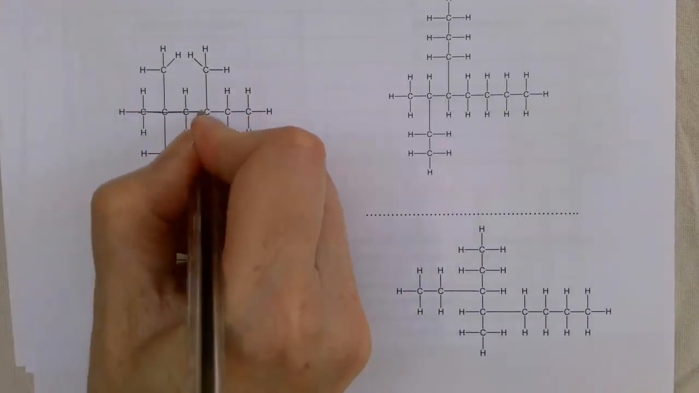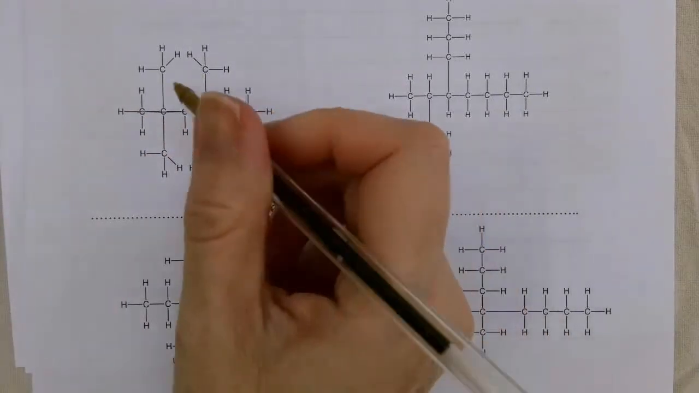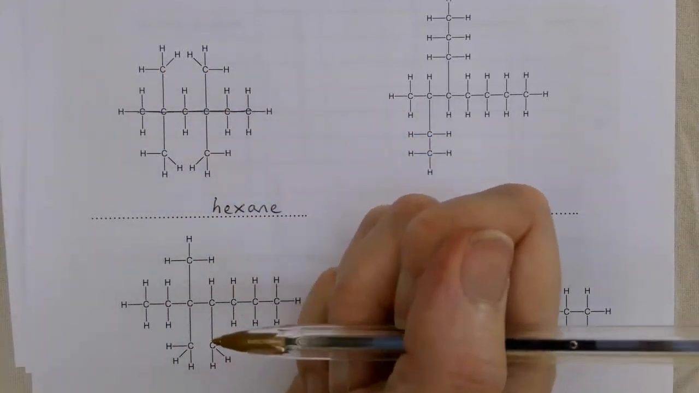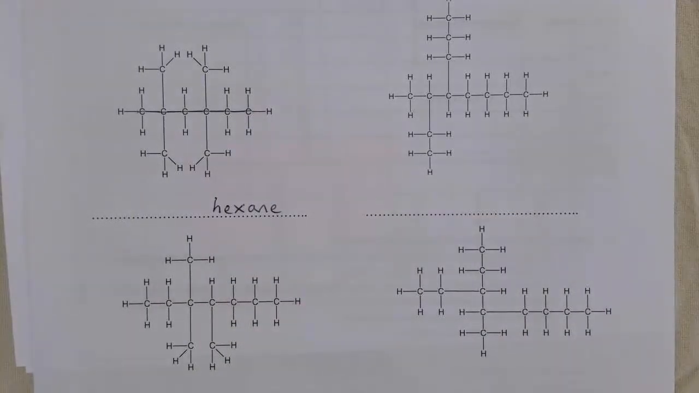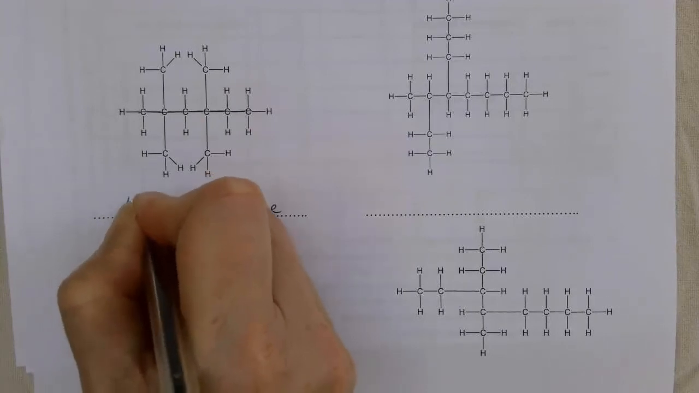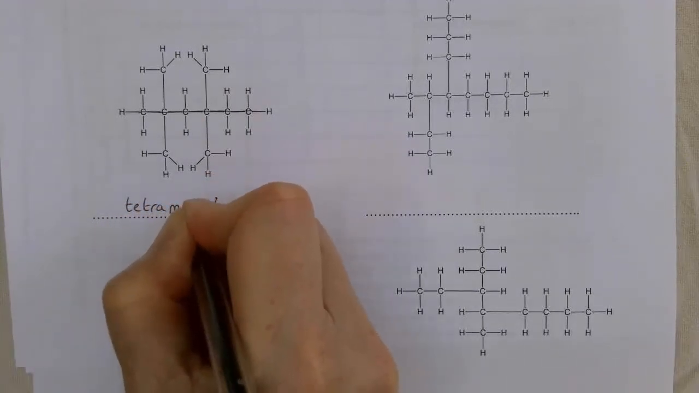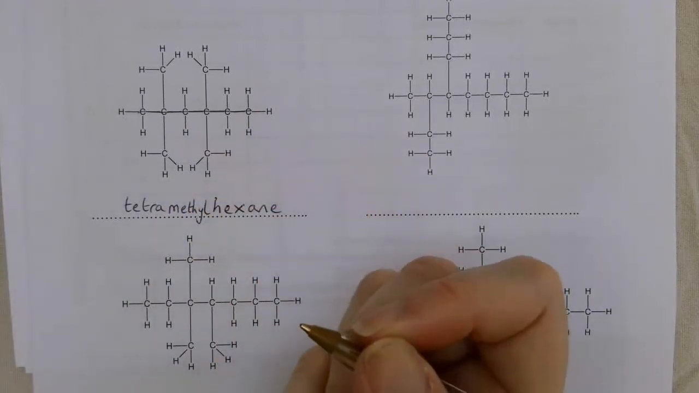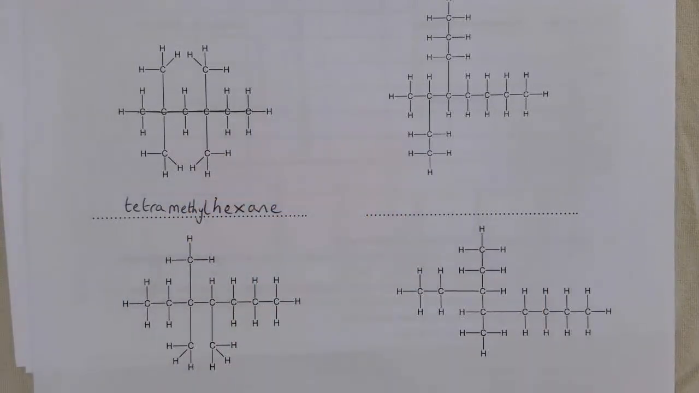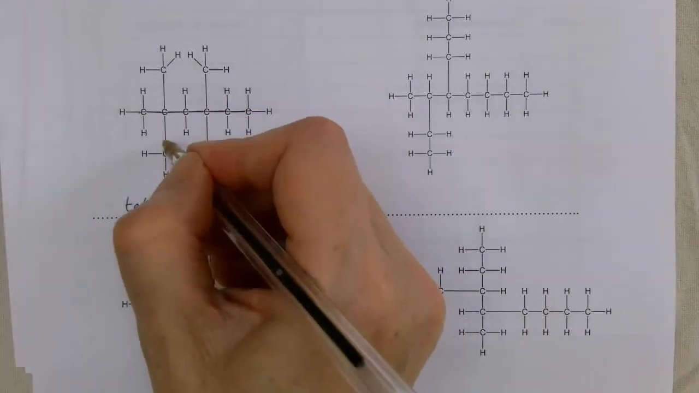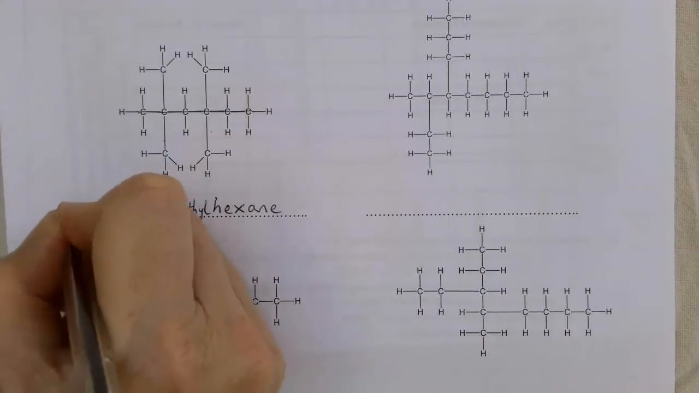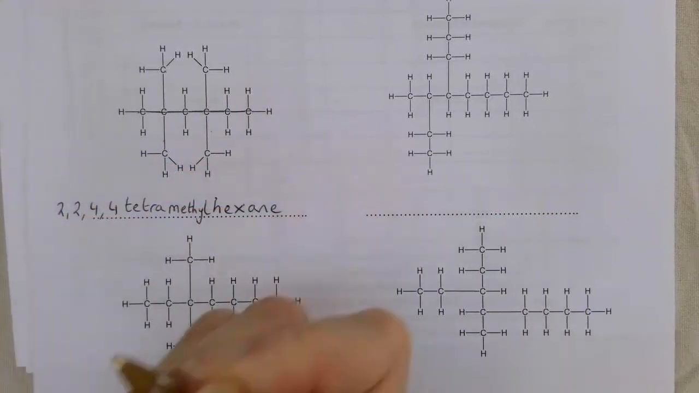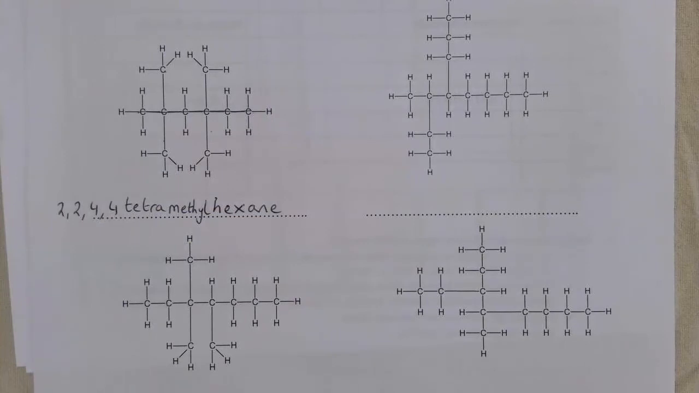So that is my longest chain. I now need to talk about these branches. They're all methyl branches because they all contain 1 carbon, and there are 4 of them. So it's tetra, T-E-T-R-A, methyl hexane. I need to tell whoever is drawing the molecule where those 4 methyl groups are, and I've got 2 on the second carbon and 2 on the 4th carbon. So this is 2,2,4,4-tetramethylhexane.